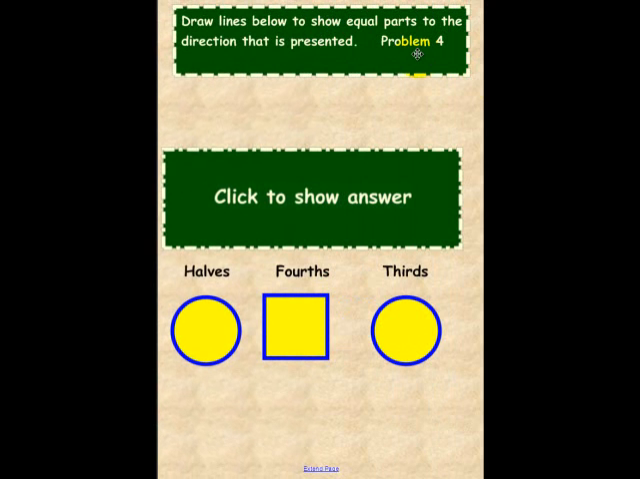Problem 4. We should have a new student up for the last problem. In this one, we're going to draw lines below to show equal parts to the direction that is presented. You'll notice that we have a circle, and we'd like you to divide it in halves. We have a square, and we'd like you to divide that one into fourths. And we have another circle, and we'd like for you to divide that one into thirds, which is tricky. If you would, please pick up a device and draw those equal parts now.